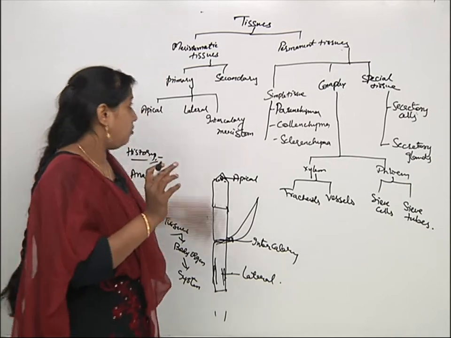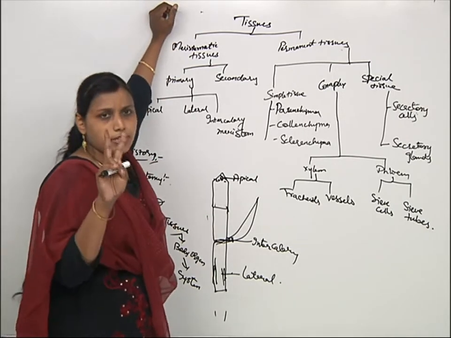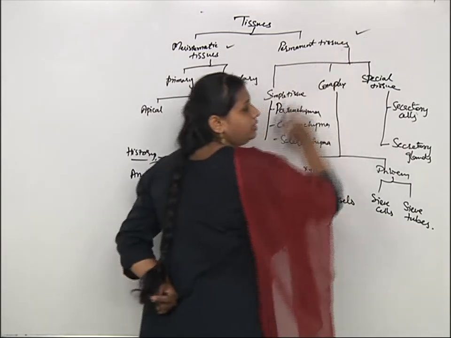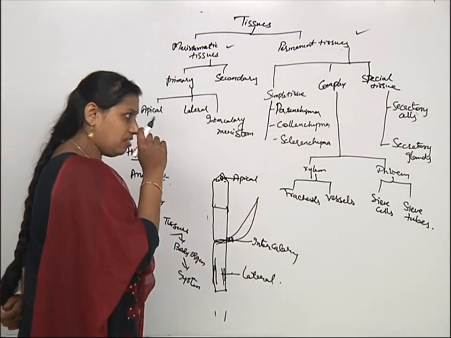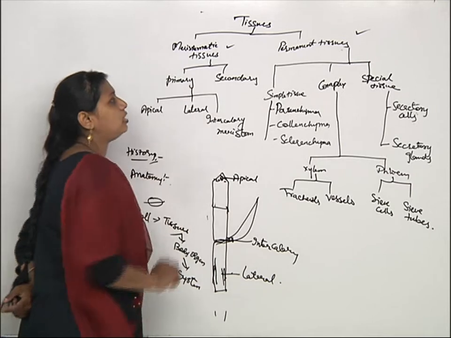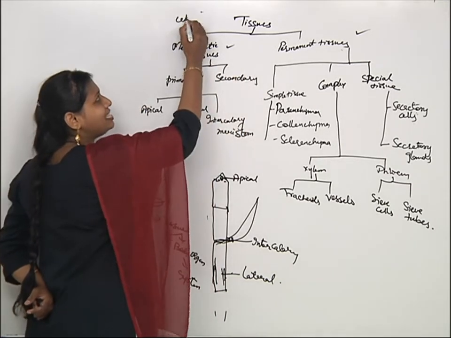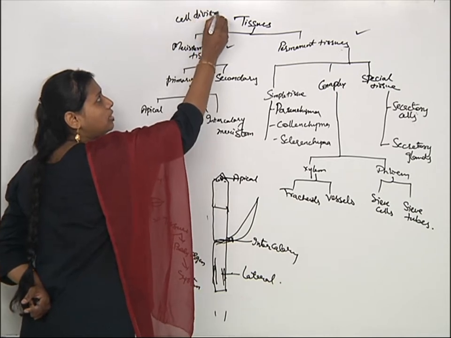Now, when we come to the tissues chapter, tissues are basically of two types. Those are meristematic tissues and permanent tissues. Now, these are the classified tissues. Meristematic tissues are those tissues. This classification is based on the capacity of cell division.